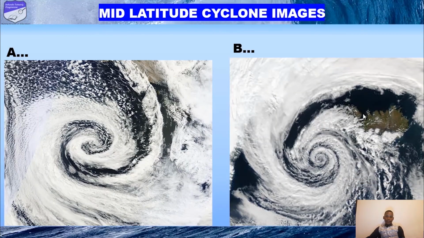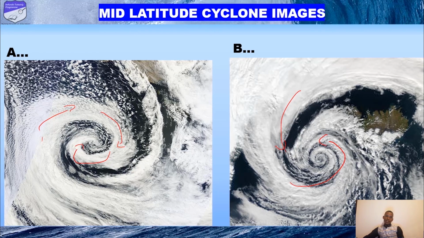Okay, so these are your mid-latitude cyclones. Now the question is, what's the difference in terms of the location between these two cyclones? We've got cyclone A, we've got cyclone B. What is the difference between these cyclones in terms of their location? Let me give you 5 seconds to find the answer. Have you found the answer? Good. So the answer is this one. When you look at this one, can you see in which direction it is circulating? It's circulating in a clockwise direction, and then this one is circulating in an anti-clockwise direction.